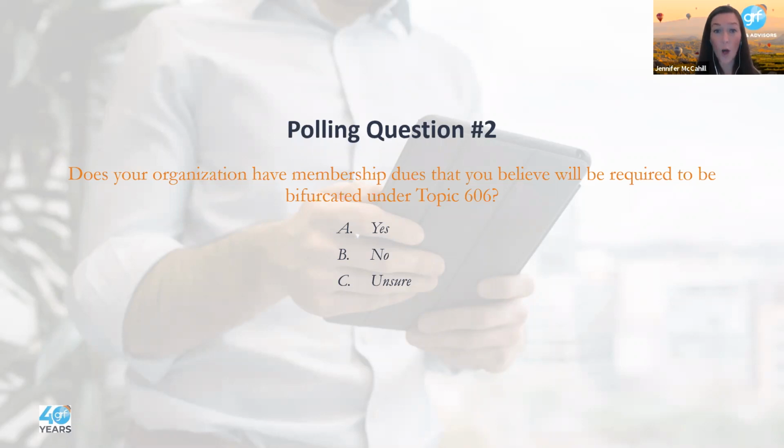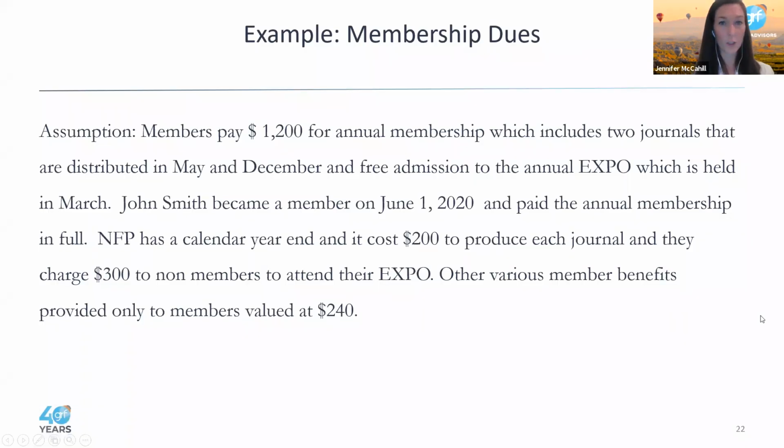So a lot of you don't have membership dues or don't feel that you have to bifurcate. That's okay, because I think going through the membership dues is a great example, and it gives you a lot of context on how you would apply it to even other revenue streams. So although it might not be particularly applicable to your organization, I think it is going to be relevant in that it gives some great context on how to apply it. So with that, I'm going to hand it over to Trevor and Omid.